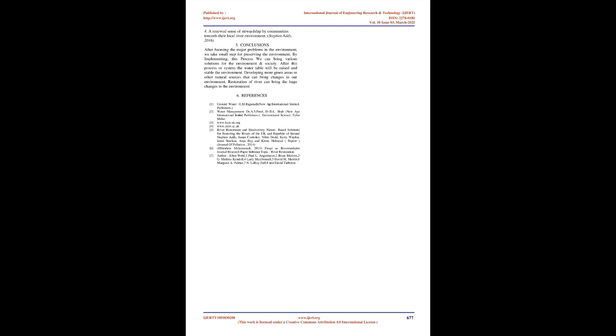Conclusions. After focusing on the major problems in the environment, we take a small step toward preserving the environment. By implementing this process, we can bring various solutions for the environment and society. After this process or system, the water table will be raised and the environment stabilized. Developing more green areas or other natural sources can bring changes in our environment. Restoration of rivers can bring huge changes to the environment.